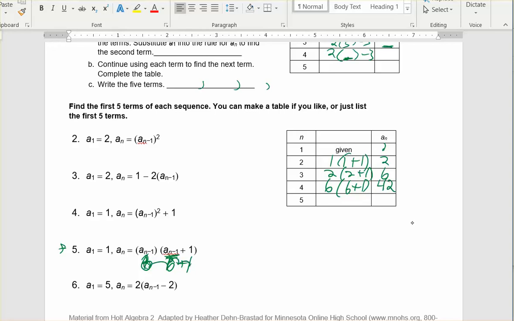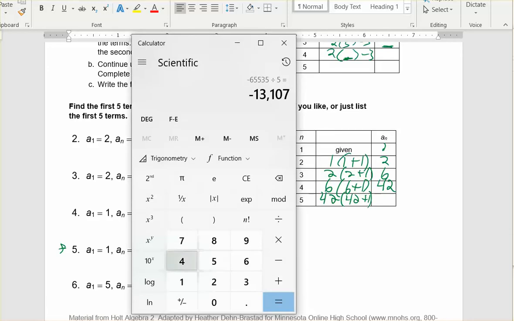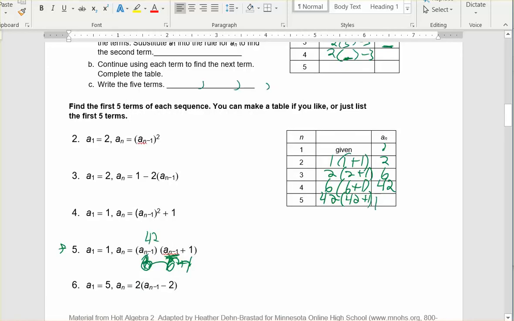And then I have to do it one more time. This one's going to be big. I have to take my term before it, which is 42, and then I have to multiply that by 42 plus 1, which is 43. So I need 42 times 43. 1806. So these are not necessarily arithmetic or geometric sequences, they're just some other kind of sequence, and they're giving you the rules to use. So for number 5, I would write my first 5 terms as 1, 2, 6, 42, and 1806.